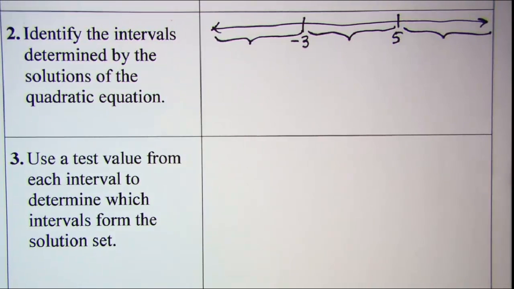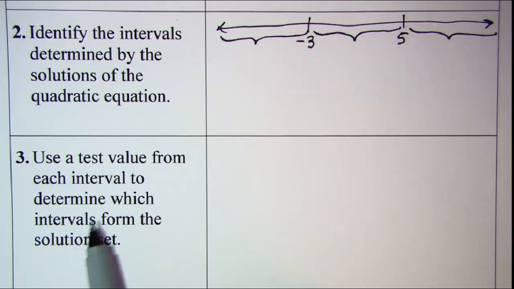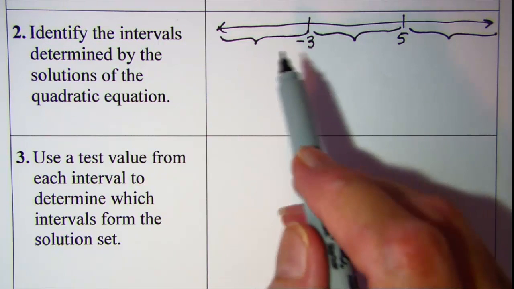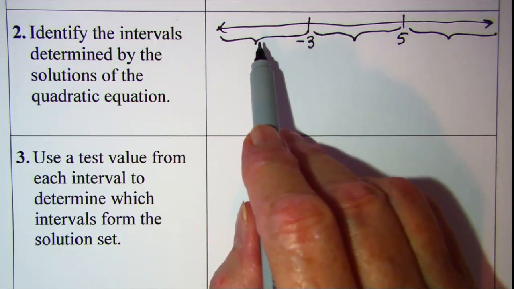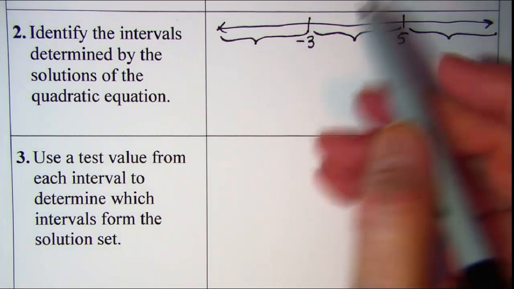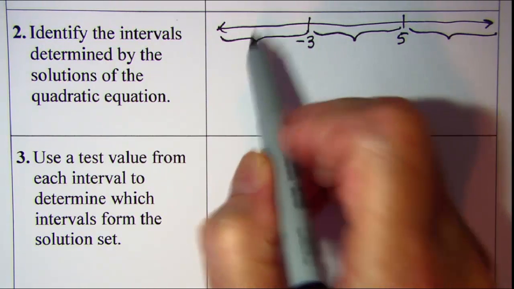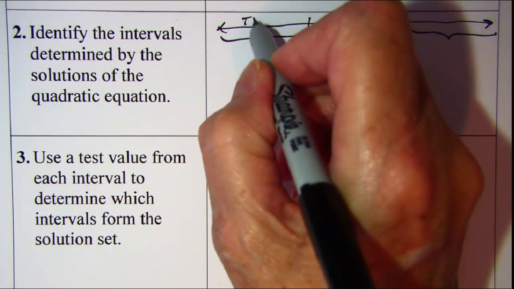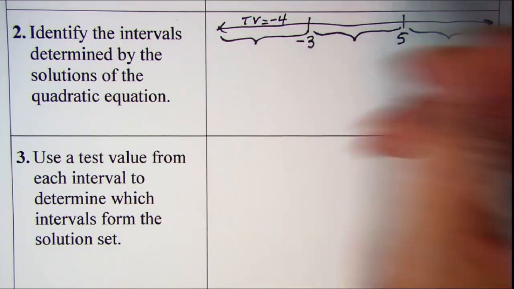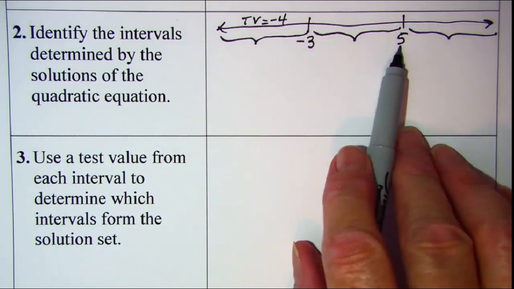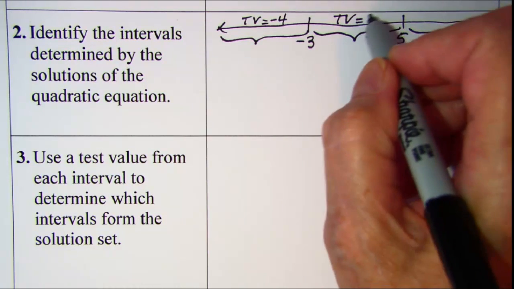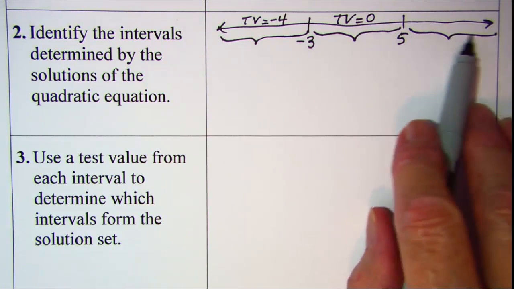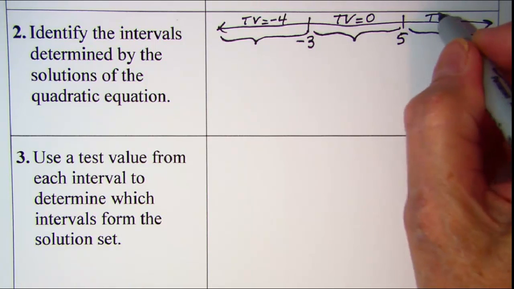My next step is to use a test value from each interval to determine which intervals form the solution set. So I just need to pick one test value, and all of the numbers in that interval will behave the same way as the test value. So numbers that are less than negative 3, let me use a test value of negative 4. And then numbers between negative 3 and 5, I'll use a test value of 0. And then numbers that are greater than 5, I'll use a test value of 6.